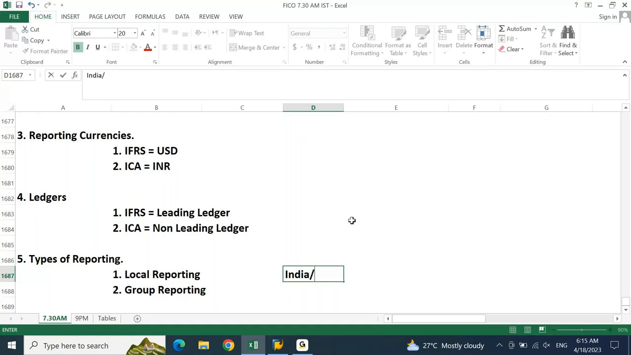Right? In India, what is the accounting principle used? ICA, Indian Companies Act. In India, what is the currency used? INR. In India, what is the accounting reporting cycle, from when to when we need to submit our financials? April 1st to March 31st. April to March. For local reporting, or for Indian Companies Act, which ledger will be used? Non-leading.